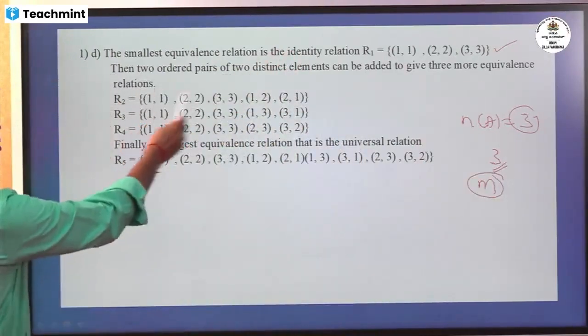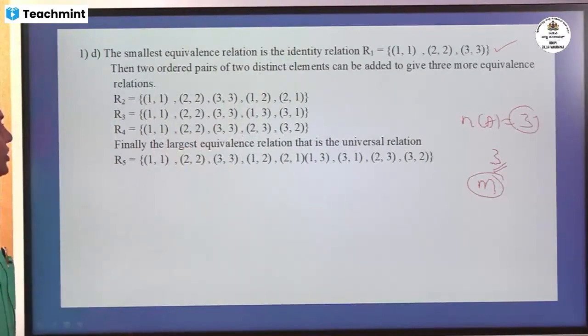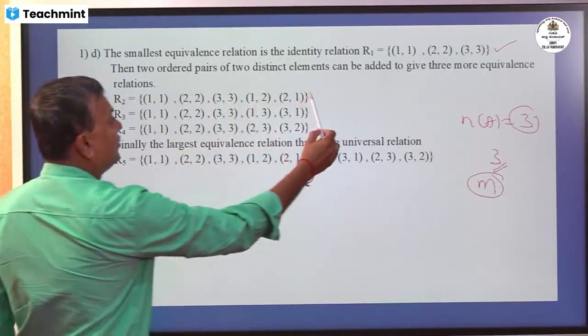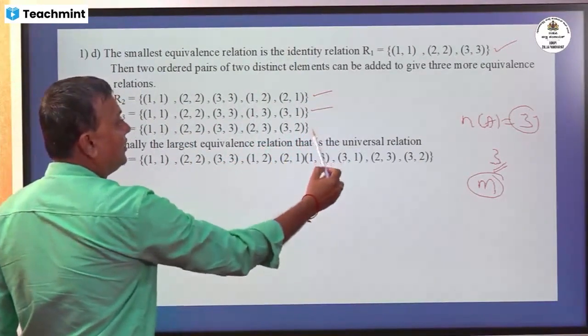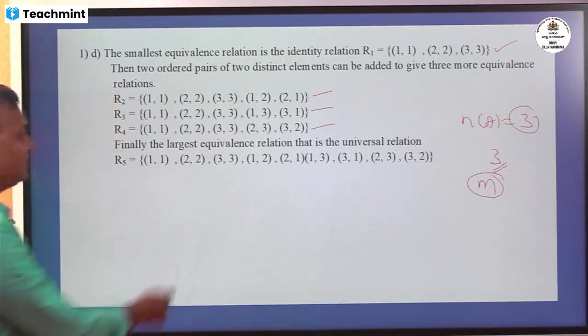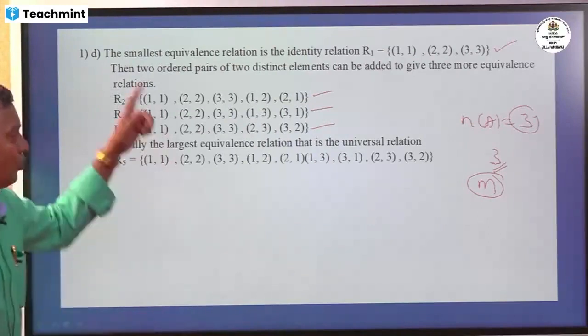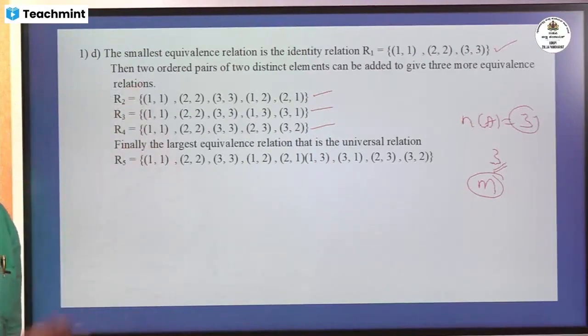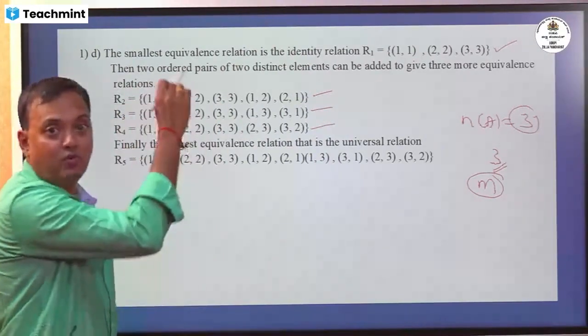Next, two ordered pairs, two distinct elements taken like this, 1 2 2 1, 1 3 3 1. Last one is the equivalence relation. This is the universal relation. So in total there are 5 equivalence relations on set A 1 2 3.